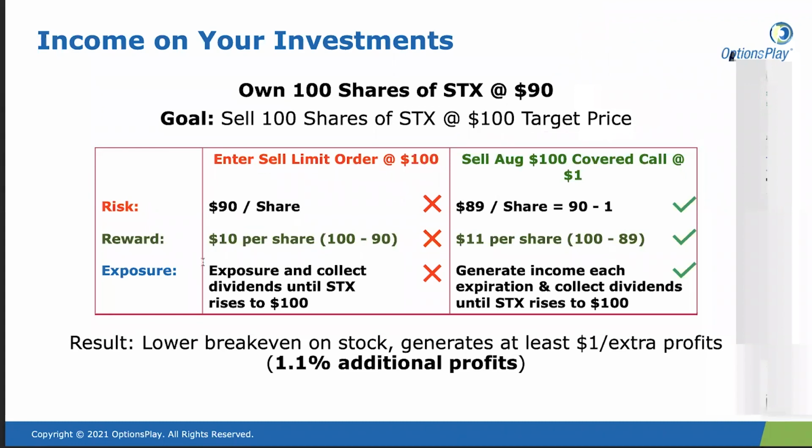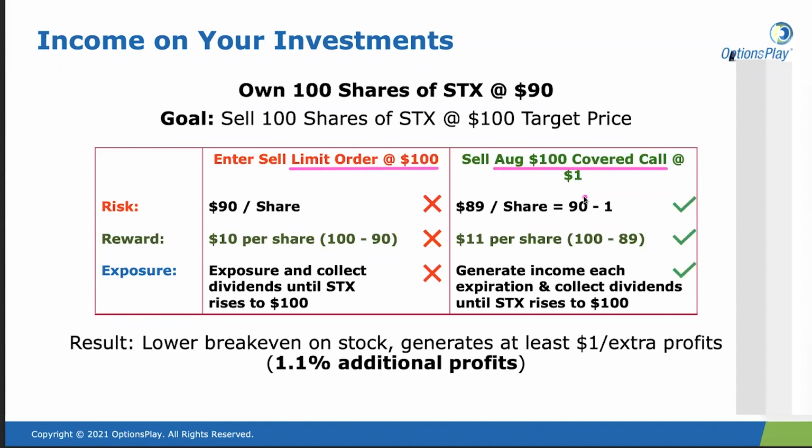Now, let's flip over to an options trader, right? Same goal. I own the stock at $90. I think I want the stock to reach $100. That's my target price. And what I'm going to do as an options trader, instead of placing a limit order to sell my stock at $100, is sell, let's say, a $100 call option that expires in August.